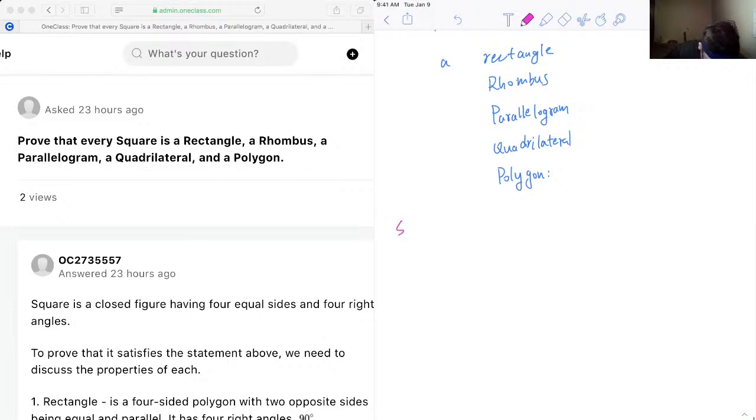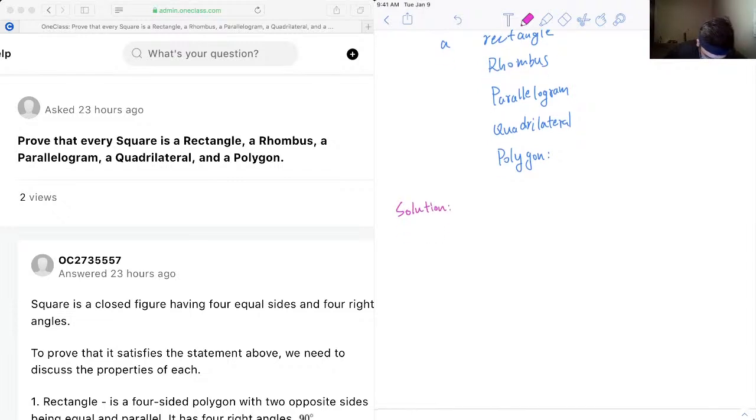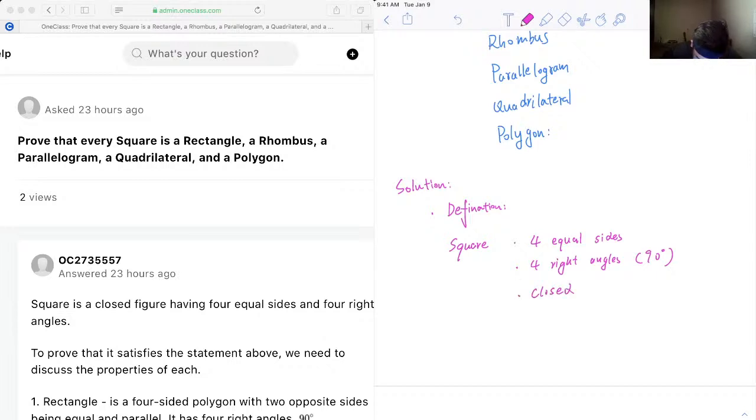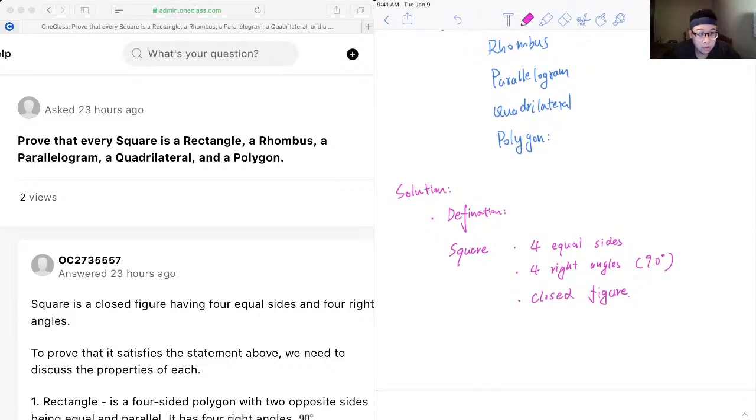All right, so let's write our solution here. First we need to know what a square is. Definition: a square is a closed figure having 4 equal sides and 4 right angles, which is 90 degrees each. And in order to prove that it satisfies the statement above, we need to discuss the properties of each.